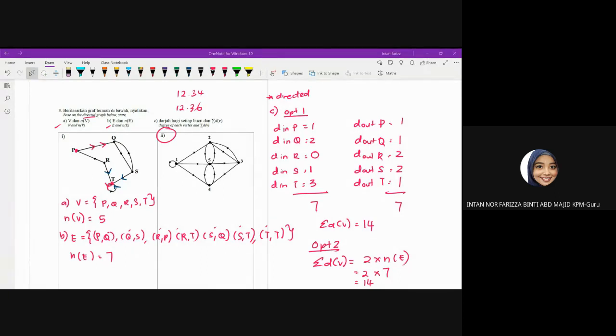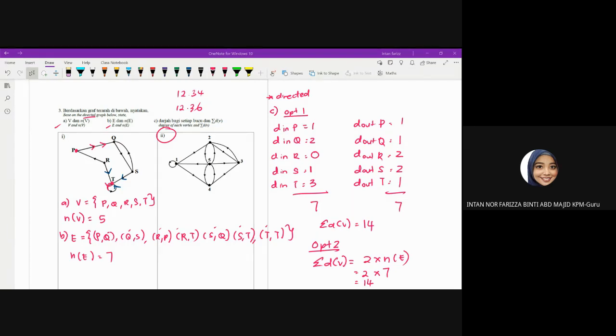Okay. All right. So, if you are doing for C, if you use option number 1, you have to list out the D in and the D out. So D in. Okay, you check your answers. D in 1 is 3. D in 2 is 2. D in 3 is 2. D in 4 is 3, and D in 5 is 2. Okay. Out. D out 1 is 2. D out 2 is 3. D out 3, where is it? Okay, D out 3 is 2, D out 4 is 1, and D out 5 is 4.